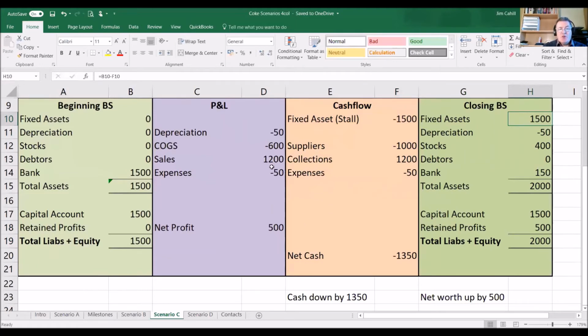The increase is 500, which is expressed by the sales less the expenses. She made 500, but her cash went down by 1,350. Main reason for that is because she bought this fixed asset, but you need to watch your cash. You need to understand that profits and cash are not the same. So that's our third scenario, the Christine scenario. I'm going to break the video here again now, and I'm going to come back with scenario D.